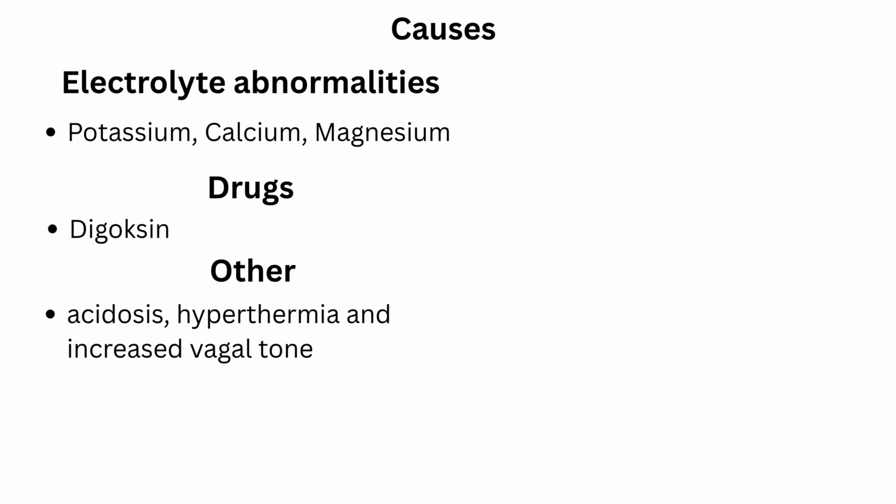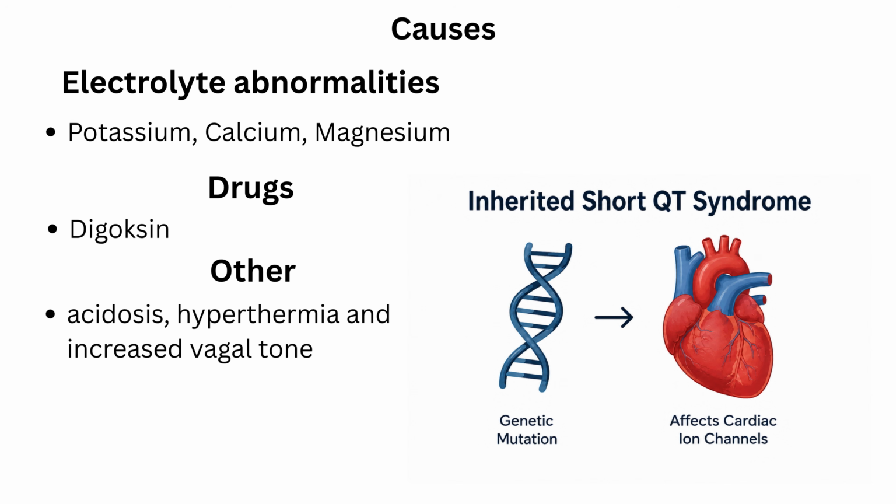If no secondary cause is identified, an inherited short QT syndrome should be considered, especially in patients with a personal or family history of arrhythmias, syncope, or sudden cardiac death.